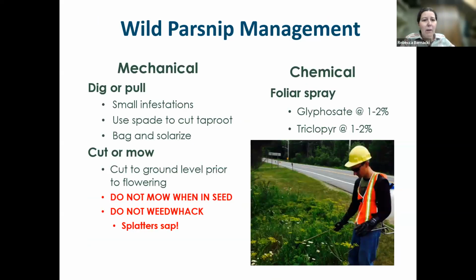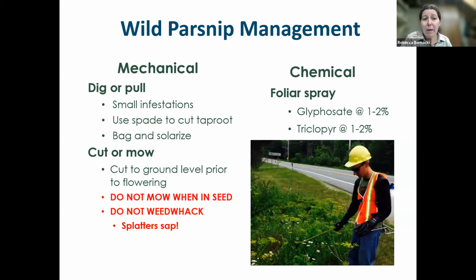How do we manage wild parsnip? Well, we can dig or pull it if we only have a few plants. In fact, one of our stewards reached out to me today. She's going to go do some wild parsnip management. I told her to wait because it's a rainy day, and if she gets something on her, she's not going to be able to tell if it's rain or wild parsnip.